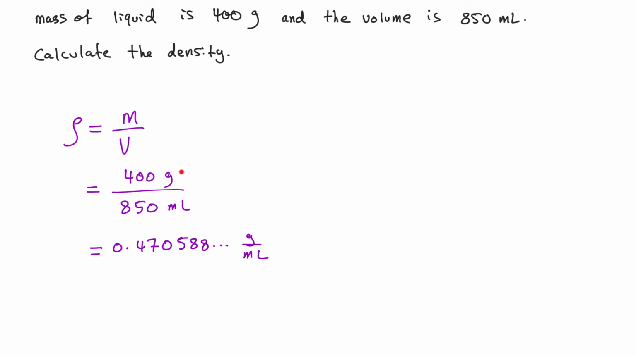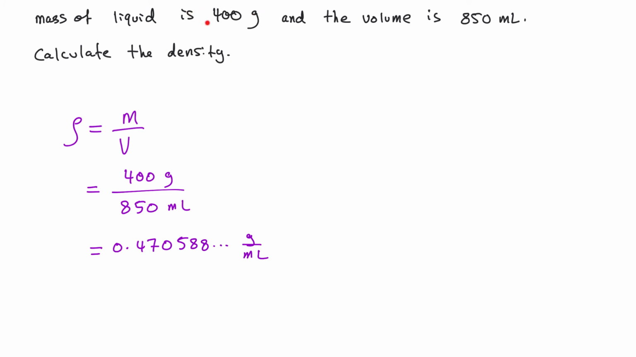Basically, I have grams per milliliter just as a fraction, just like this. And that's it. I can leave my final answer in this unit. It's a common unit used. And the only other thing that I need to worry about is the number of significant digits.